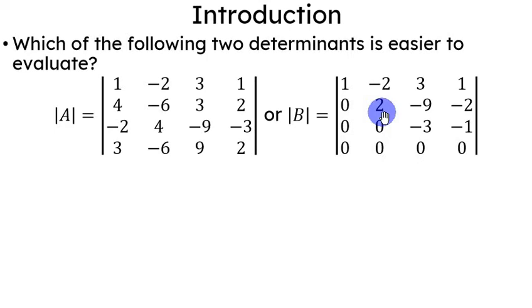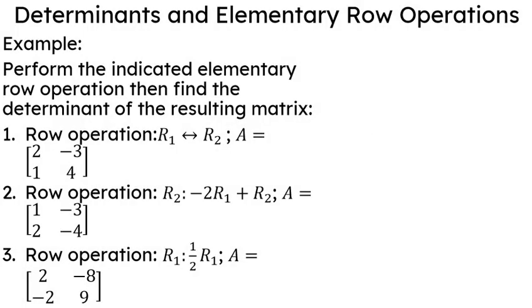And if you would remember, to rewrite an equivalent matrix with zeros at the end, we use our elementary row operations. The question is, would the elementary row operations affect our determinants? Let's figure that out. So first, let's try to find the determinants of these three matrices here.